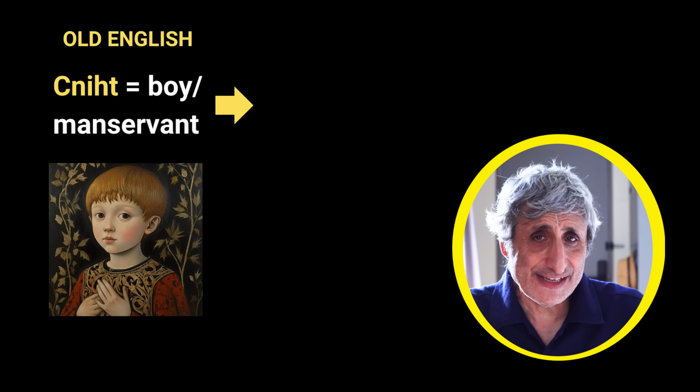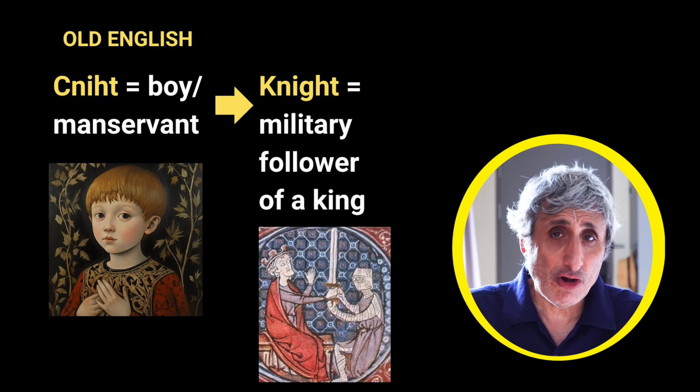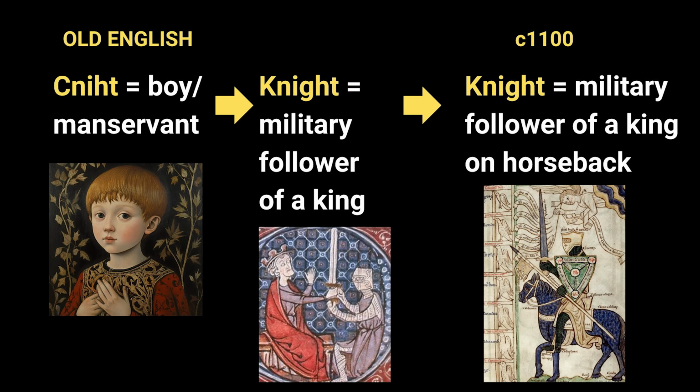In Anglo-Saxon, the word for boy was knecht. And if you think that that's connected to the modern day word knight, then you'd be right. Knecht meant a boy or a manservant, in the same way as in old-fashioned French you call a waiter garçon even though he is a grown man. From manservant it evolved into a military follower of a king, and by 1100 it was being used to describe a military follower of a king on horseback.